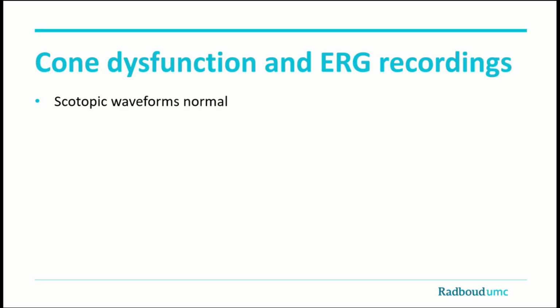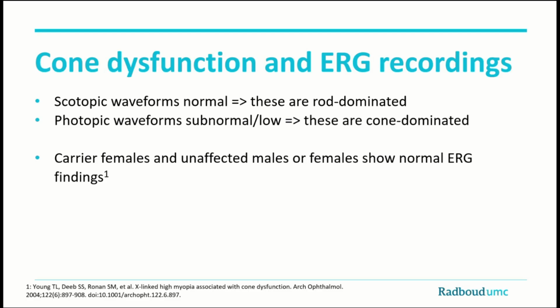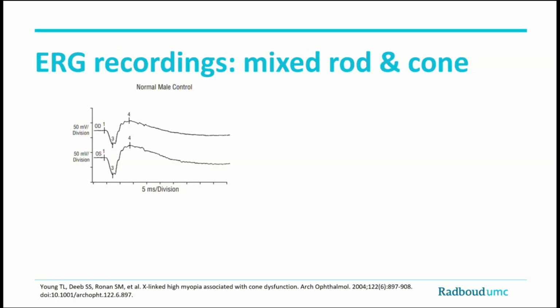We also know from ERG recordings that there is indeed cone dysfunction. Scotopic waveforms are normal in Bornholm eye disease, and these are rod-mediated, rod-dominated. Photopic waveforms in these cases are subnormal or low, and these are cone-dominated. Studies have been performed showing that in carrier females and unaffected males, the ERGs are normal.